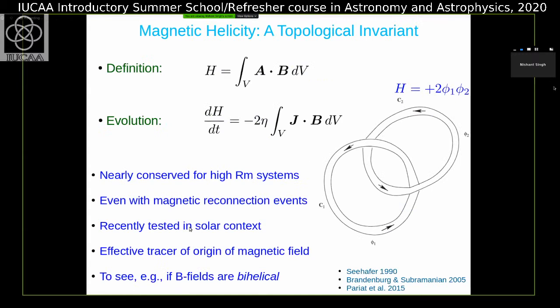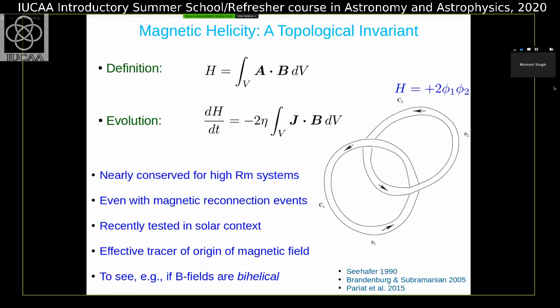Conserved quantities are of great interest because they constrain the dynamics in such a way that you can make useful predictions in order to test various theories. One interesting invariant of the problem is magnetic helicity. You know that divergence of B is 0. That means the magnetic field can be expressed in terms of a vector potential. So B can be written as curl of A.